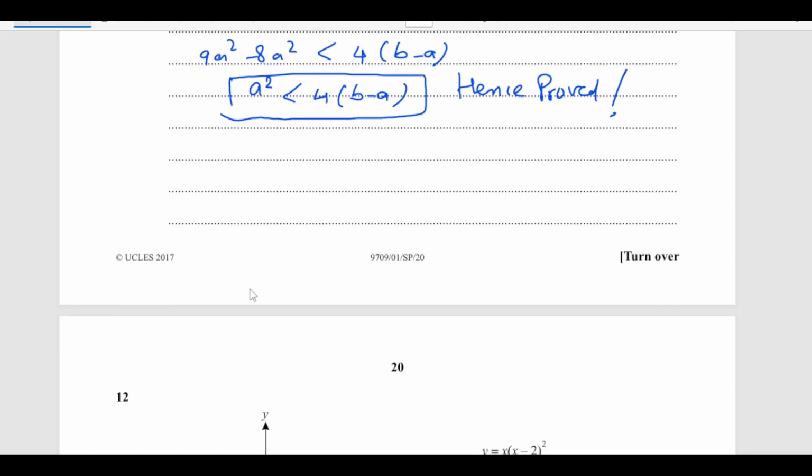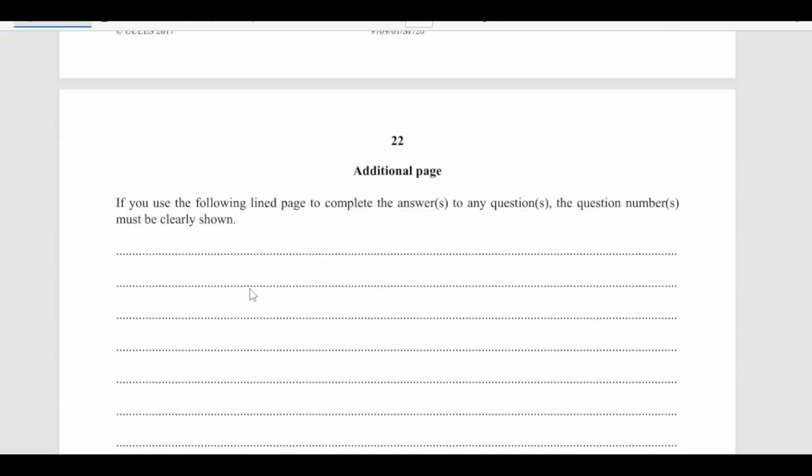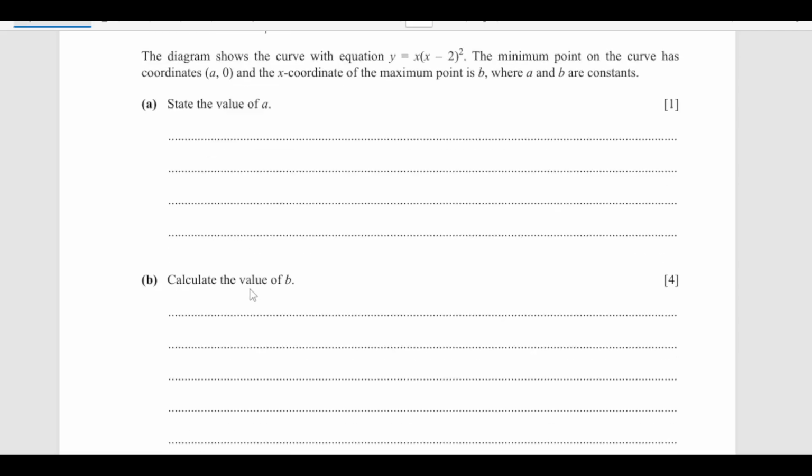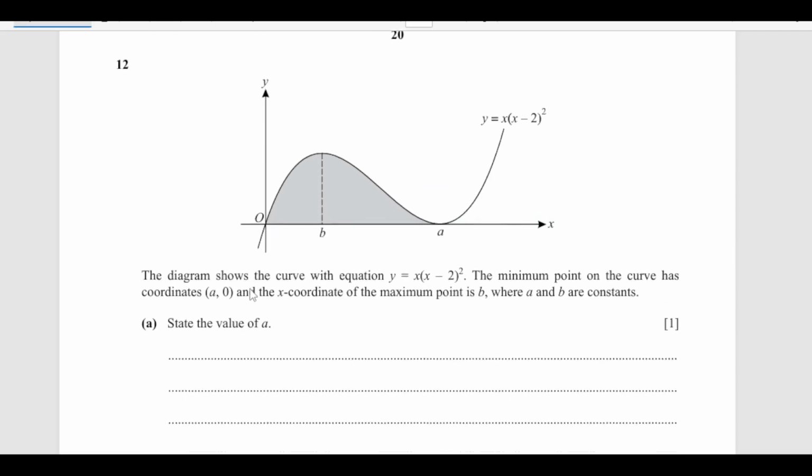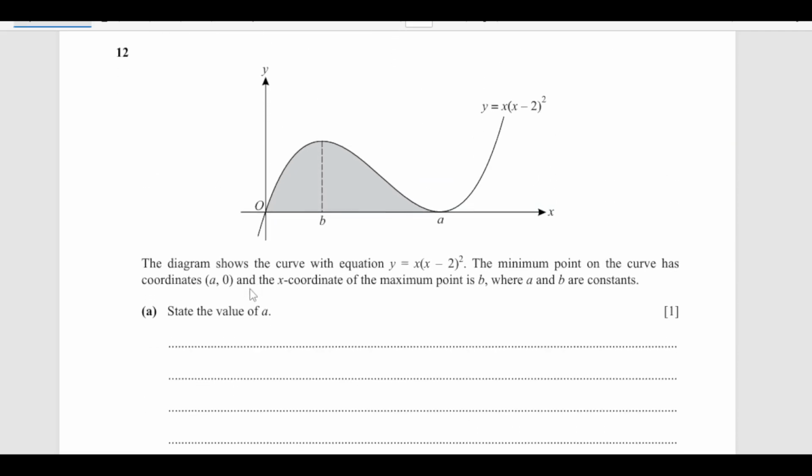Okay. Now, let us move to the next one. I think this is the last question of this paper. Yes, this is the last one. This paper was long actually; usually nowadays you get 10 to 11 questions. This was the paper from 2020 and it has 12 questions.